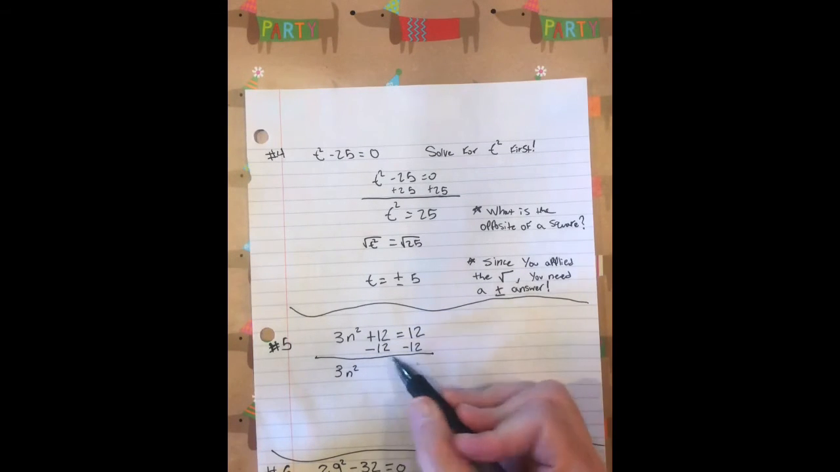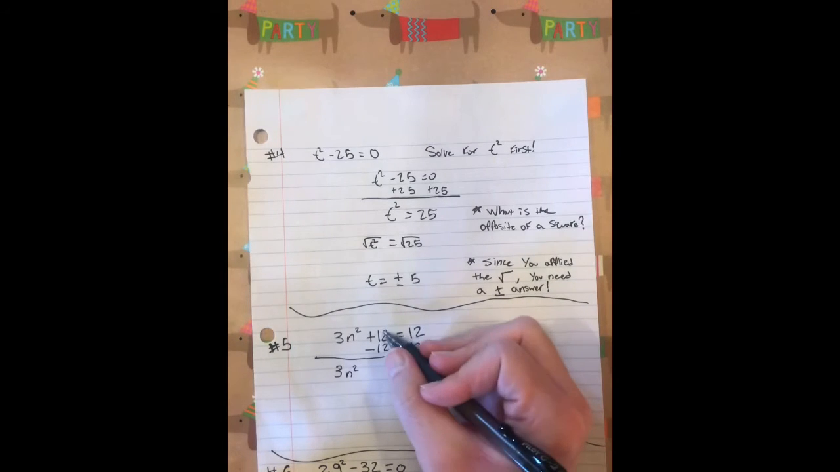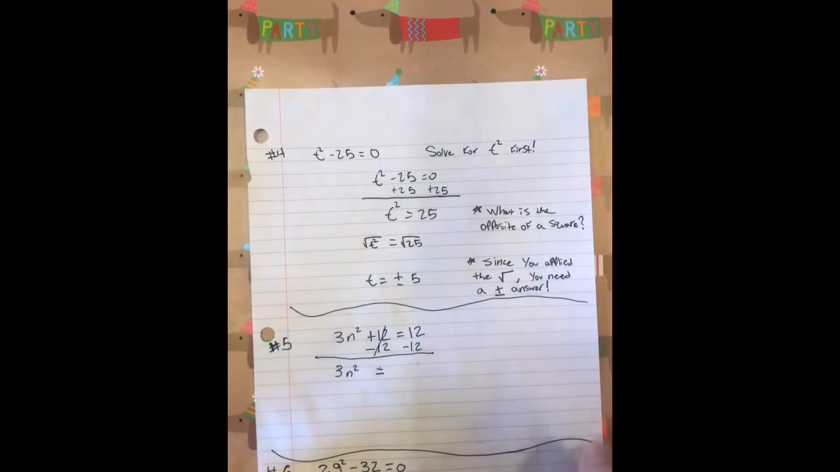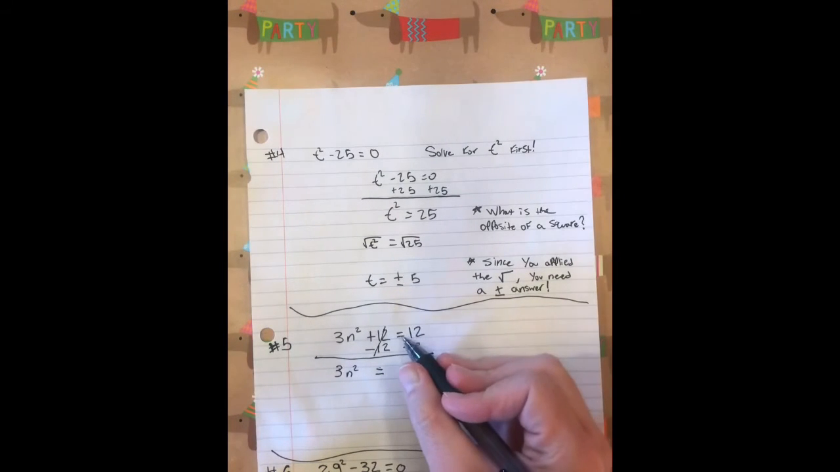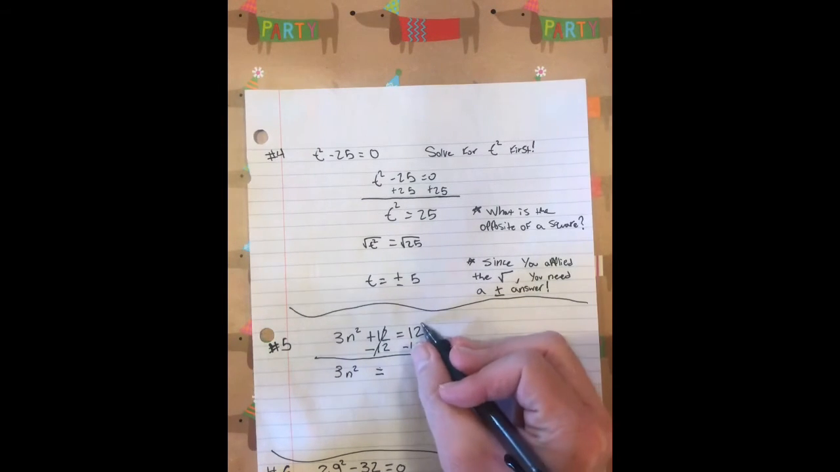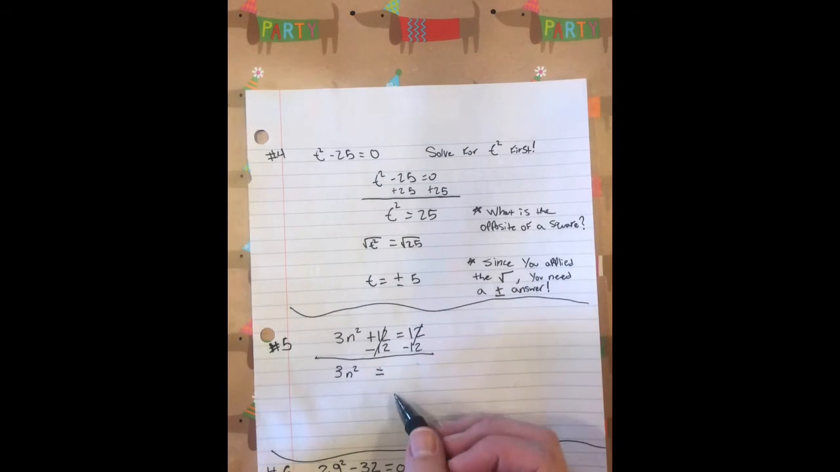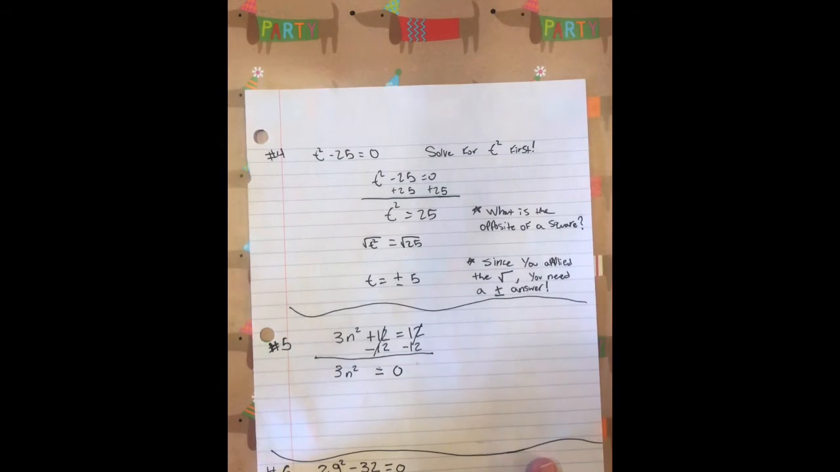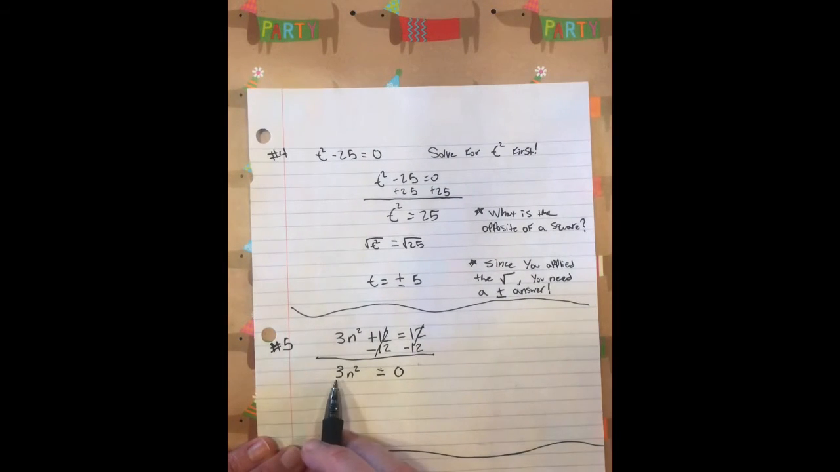What is 12 minus 12? 0. They cancel out. So I'm going to bring my equal sign down. What is 12 minus 12? Also 0. Now, we can't just have an equal sign floating around, so we do need to write this 0. Now, think about the next step. What is stopping n squared from being by itself? I see this 3 right here. What is this 3 doing to n squared? Is it adding, subtracting, multiplying, dividing?